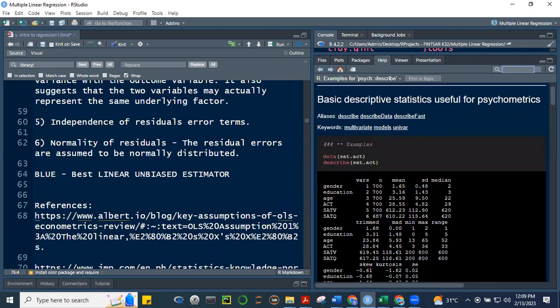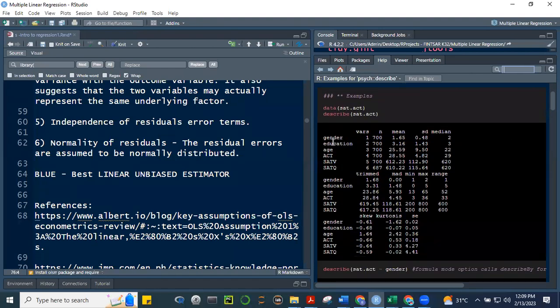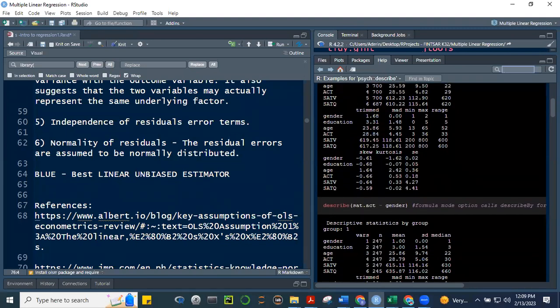Okay. So yung data, sat.act, this is from... tingnan nyo, ano nangyari nung ginamit natin itong describe. Take a look at this. Andito yung mga variables, yung number nila, mean, standard deviation, median, trimmed median, mean absolute deviation, minimum, maximum, range, skewness, kurtosis, standard error. So you can see here that generated ang daming descriptive statistics.